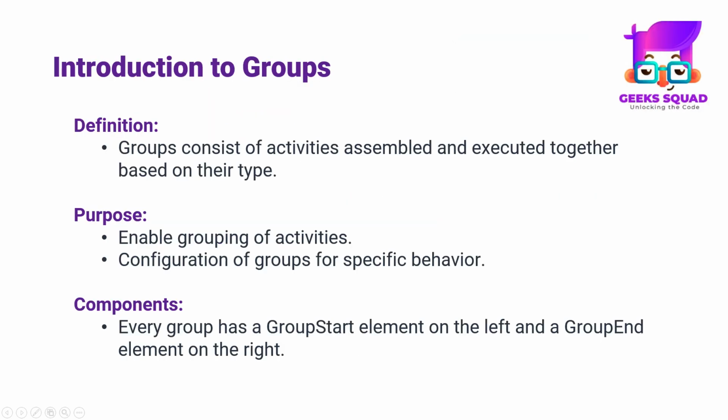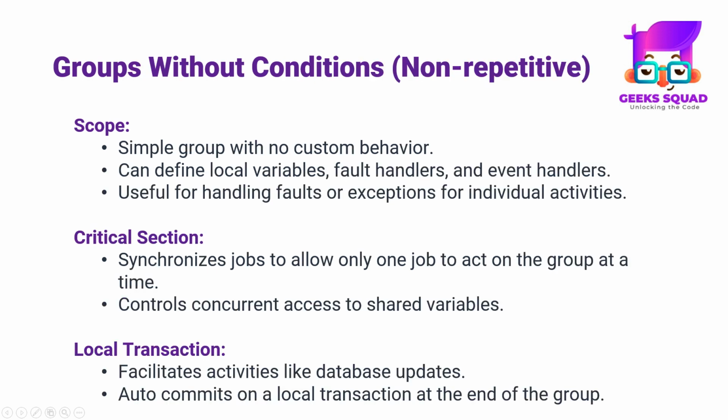So groups play a vital role in orchestrating activities, allowing us to assemble and execute them based on their type. Every group has a starting point denoted by a group start element and an ending point represented by a group end element. Now, let's explore groups without condition, also known as non-repetitive groups. The first type is the scope. It is a straightforward group with no custom behavior, allowing us to define local variables and include fault and event handlers. This is handy for handling faults and exceptions specific to individual activities.